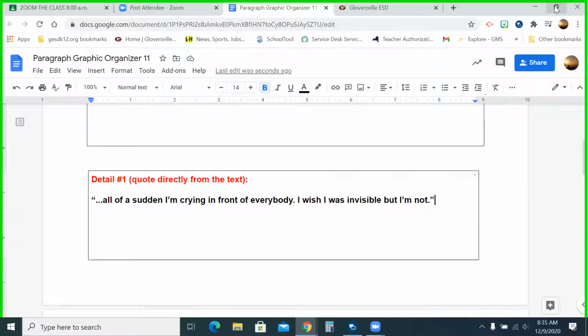So in your first detail box, we're quoting directly from the text. So that means you need quotation marks. When you get to the end of that sentence, you need to have an ending quotation mark. Okay? So you're going to hit the shift key and the key next to the enter key. Quotation marks come in pairs. You cannot have one quotation mark at one end and not at the other. You have to complete it.